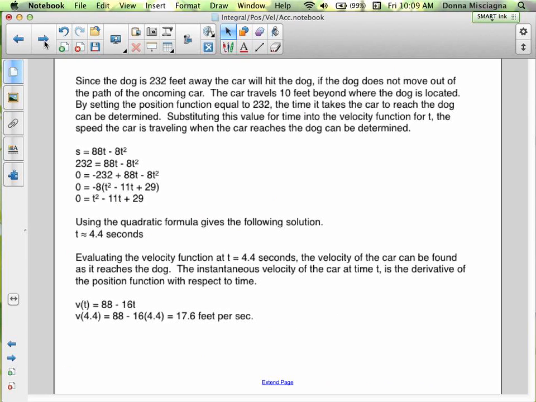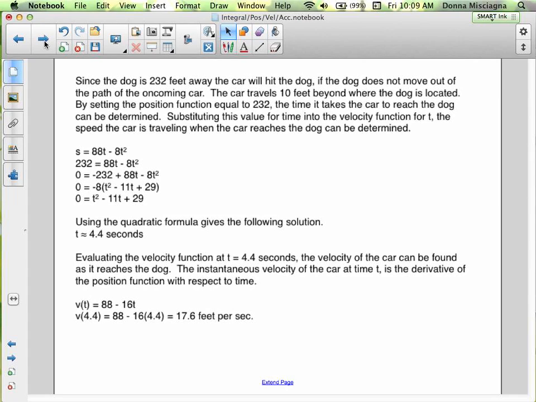Here our position function was 88t minus 8t squared. We want to know the speed when the car has traveled 232 feet, where the dog is. So first of all, we need to find out how long it takes the car to get there. So we have 232 equals 88t minus 8t squared. Move the 232 over. You can factor out the negative 8; they're all divisible by negative 8. That gives you t squared minus 11t plus 29 equals 0. That is not factorable. 29 is a prime number; 29 and 1 are its only factors.